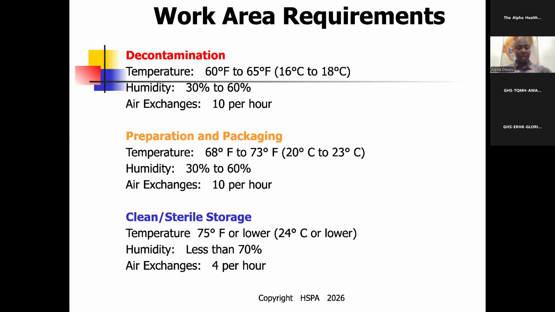Very, very important. Now, prep and pack, 68 to 73 degrees, and then the humidity should be 30 to 60. Again, 10 air exchanges per hour.